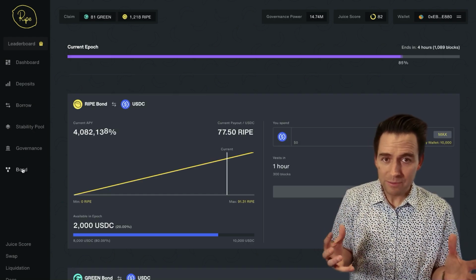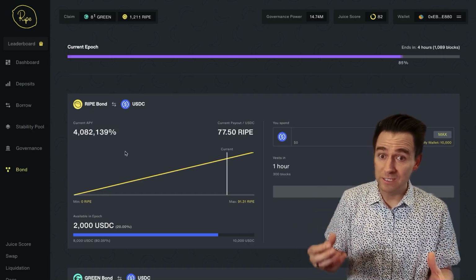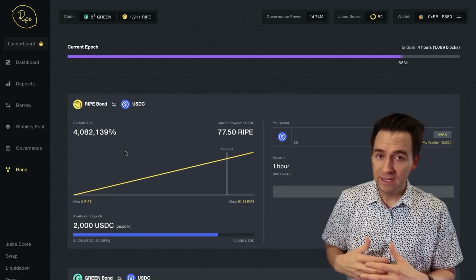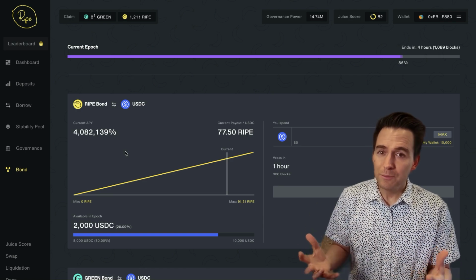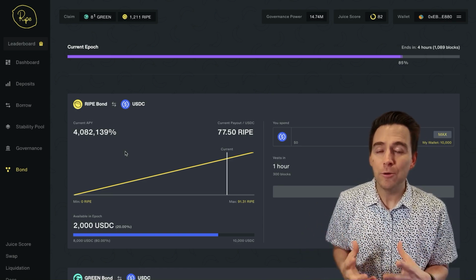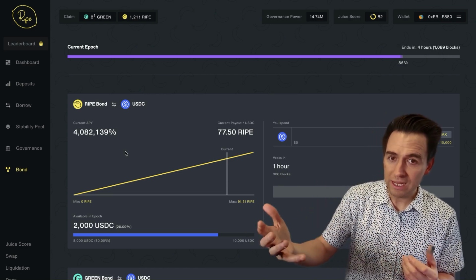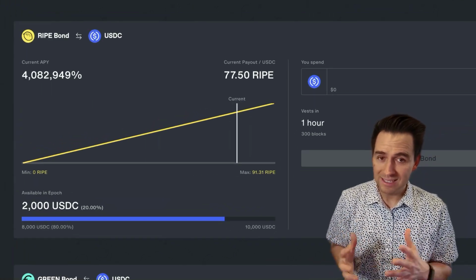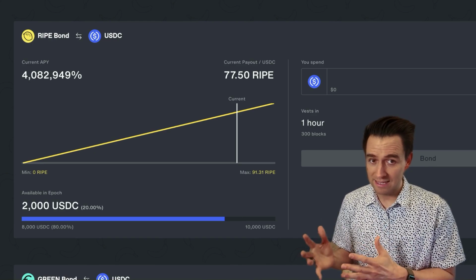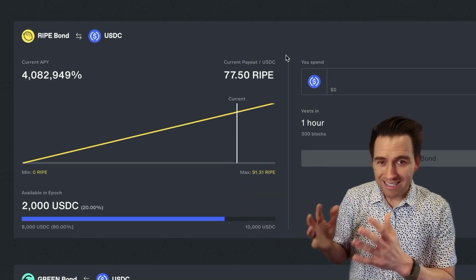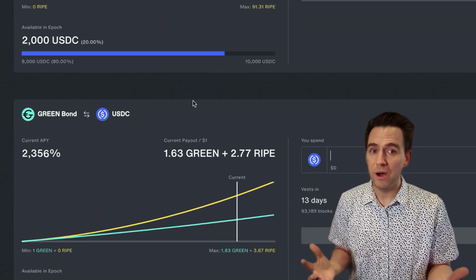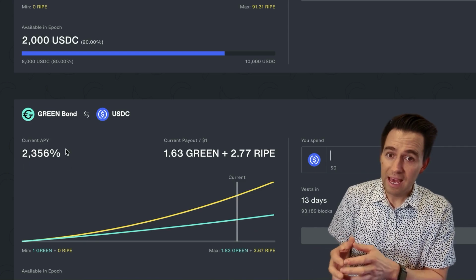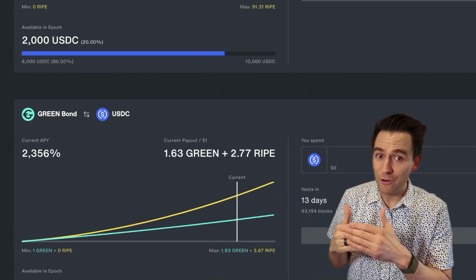The bonding mechanism is a way for the protocol to raise capital, specifically for the endowment. Assets in the endowment are typically deployed in strategies to generate yield. But in the initial stages, much of the endowment assets will be used to support Green liquidity so people can easily swap in and out of Green. So here's where the protocol is selling Ripe or Green tokens at a discount to raise funds. There are set time periods, intervals called epochs, where the protocol is selling some limited amount of Ripe or Green tokens. And as the epoch progresses, the discount increases.